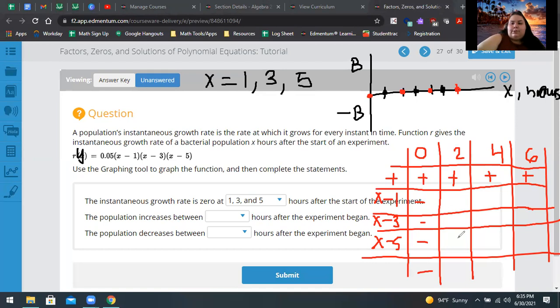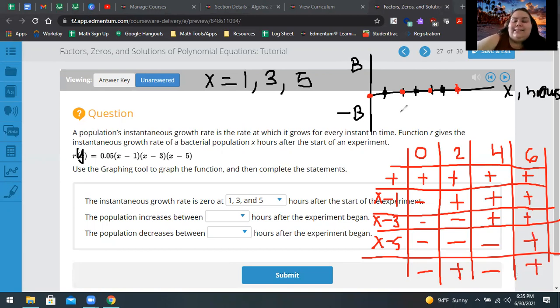Now between 1 and 3, 2 minus 1 is positive, 2 minus 3 is negative, 2 minus 5 is also negative. So that's a positive, still positive. 4 minus 1 is positive, 4 minus 3 is also positive, 4 minus 5 is a negative. So they're all positives except for this negative. That changes the sign there. 6 minus 1 is positive, 6 minus 3 is also positive, 6 minus 5 is positive.